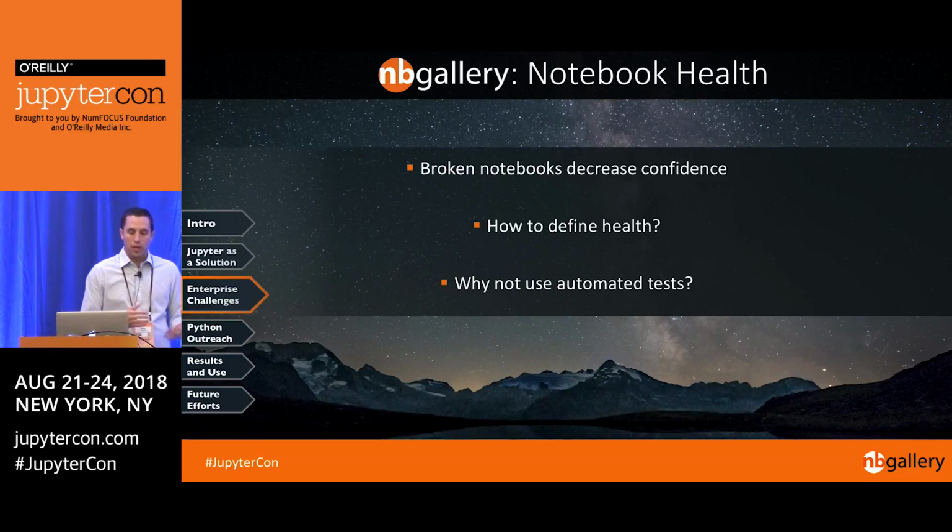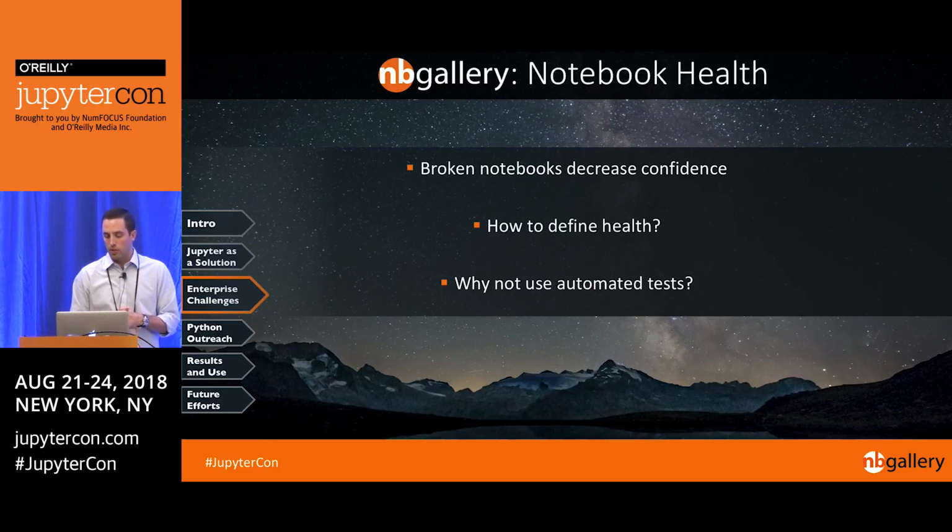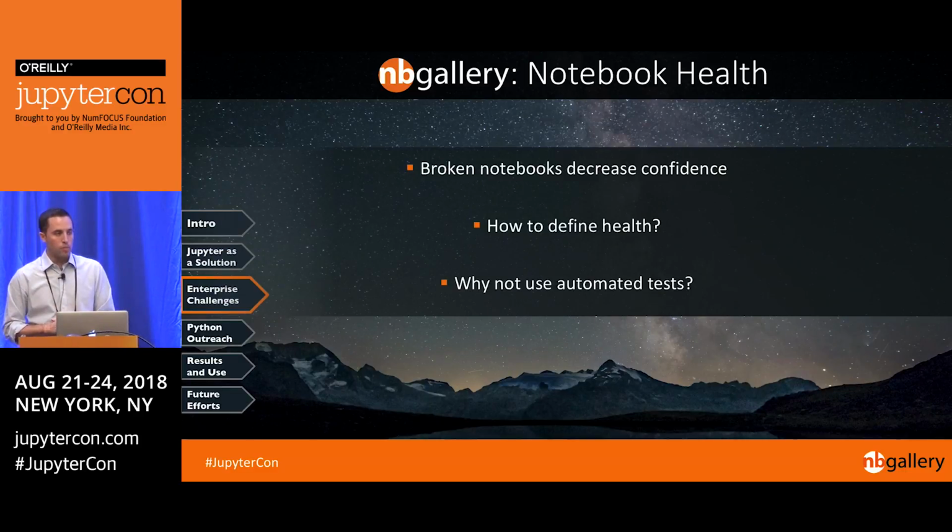And so how do we define notebook health? Well, we're saying notebook health is the expectation that a notebook runs in its current environment. Our use case, because of the sensitivity of data and the fine-grained data security rules that we have, doesn't lend itself to automated tests. So we had to define a system to passively monitor the performance of a notebook and infer whether or not we think that notebook is healthy.